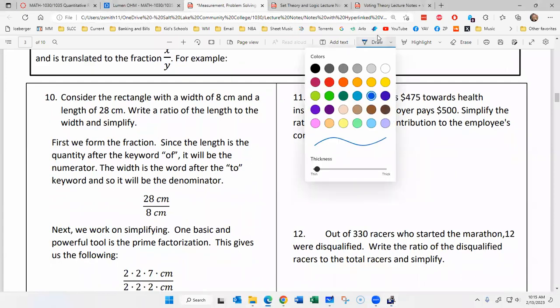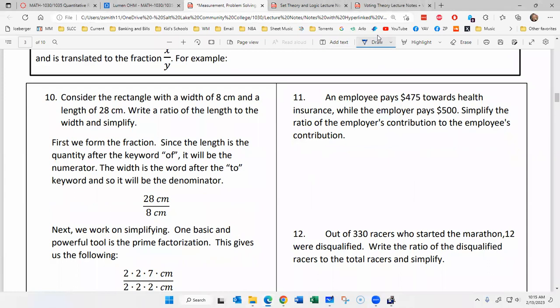So on question number 11, an employee pays $475 towards health insurance, while the employer pays $500. Simplify the ratio. So here we have the ratio of the employer to the employee. The first part, the employer, goes on top, and the employee, 475, goes on the bottom.